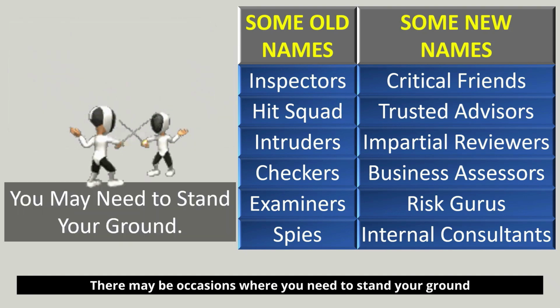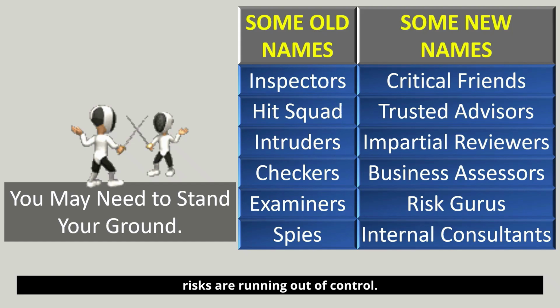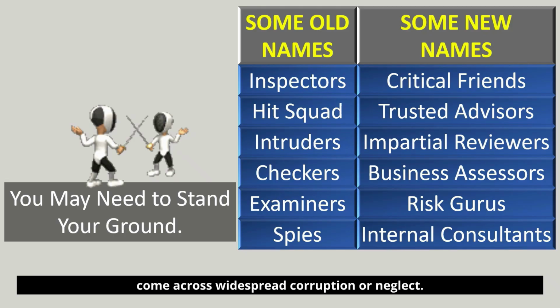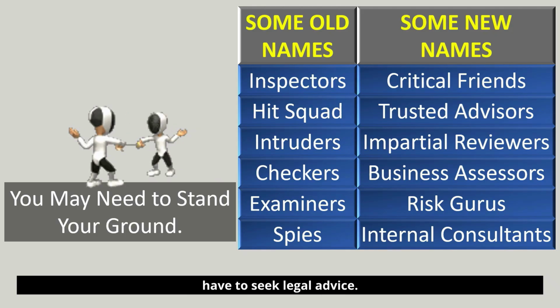There may be occasions where you need to stand your ground and sound the alarm where major risks are running out of control. But this shouldn't be the normal state of affairs, unless in the rare circumstance you come across widespread corruption or neglect. In this case, your only job is to report your concerns, and if this doesn't work, you'll have to seek legal advice.